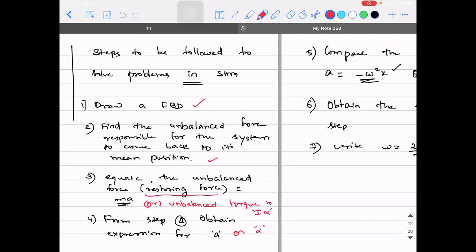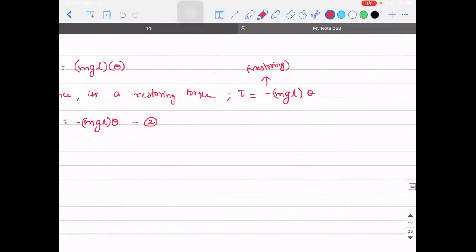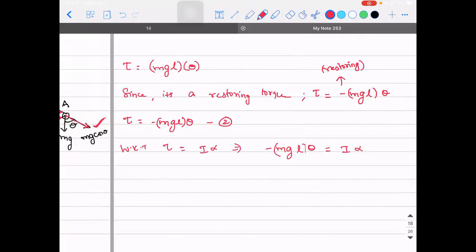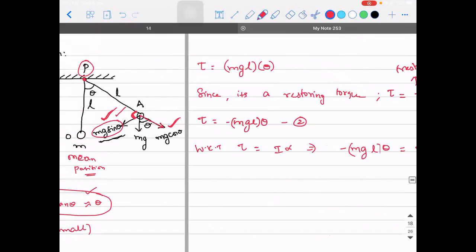Okay. Once you find the restoring torque, what are we supposed to do? You need to equate it to I alpha. So we know that torque is equal to I alpha, which implies minus mgl into theta is equal to I into alpha. But what is the value of I in this case? I is moment of inertia. So what is the formula for moment of inertia of a particle?